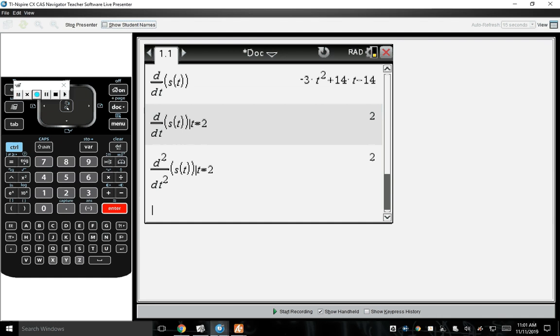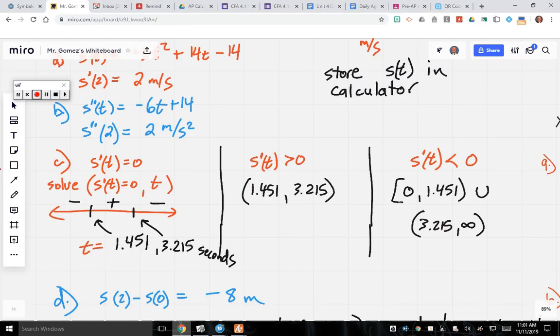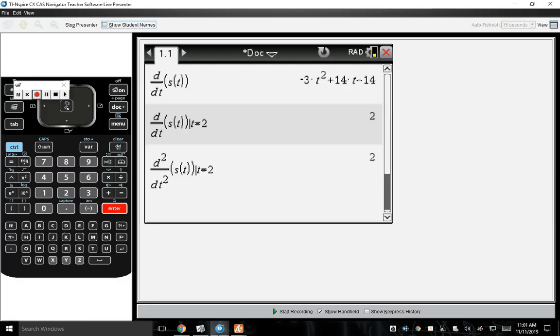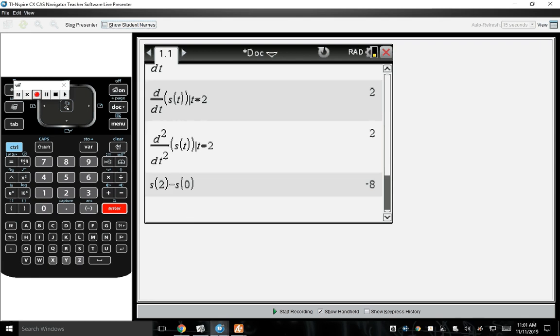And furthermore, on these questions, you have part D. It says, find the displacement of the particle during the first 2 seconds. Guys, displacement is just change in position. So if I'm looking at 2 seconds and 0 seconds, it's going to be s of 2 minus s of 0, and you get your full displacement is negative 8 meters.